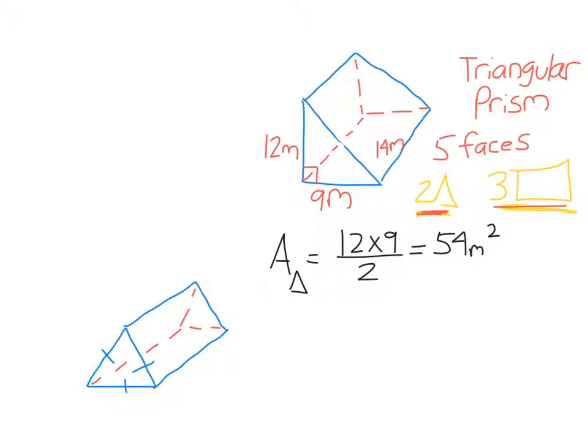So let's look at the 3 rectangles. We have a rectangle here at the back. That's 12 by 14.